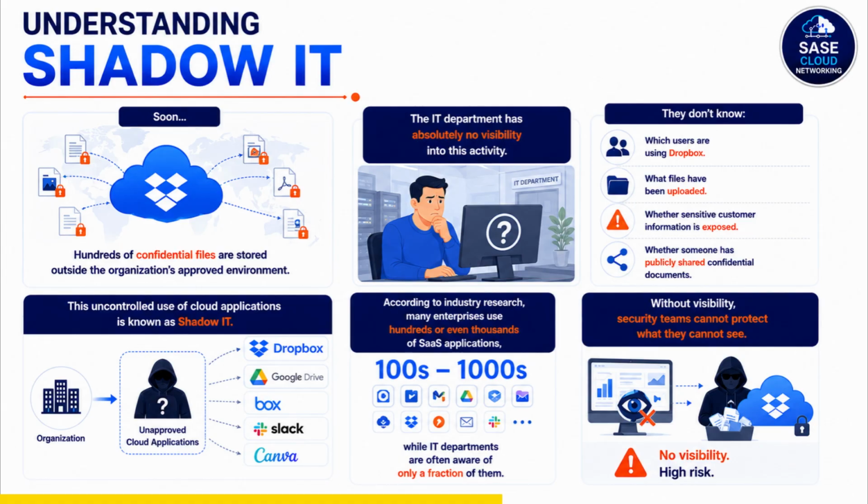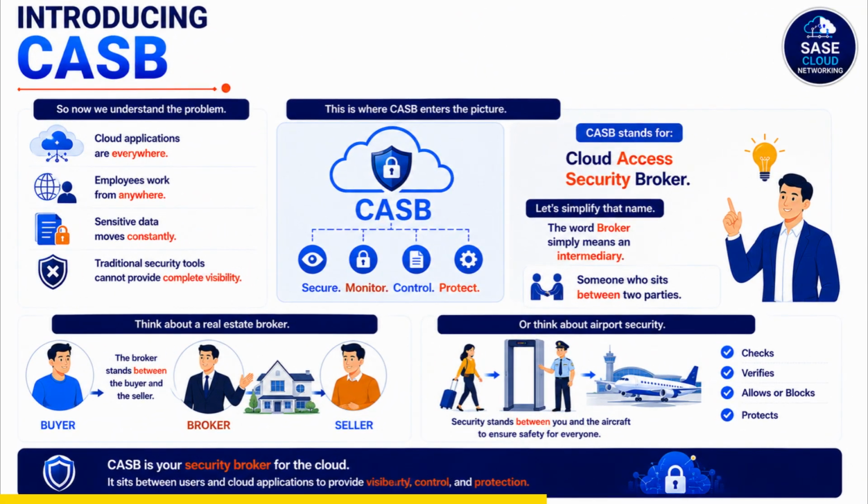The IT department has absolutely no visibility into this activity. They don't know which users are using Dropbox, what files have been uploaded, whether sensitive customer information is exposed, whether someone has publicly shared confidential documents. This uncontrolled use of cloud applications is known as shadow IT. According to industry research, many enterprises use hundreds or even thousands of software as a service applications, while IT departments are often aware of only a fraction of them. Without visibility, security teams cannot protect what they cannot see.